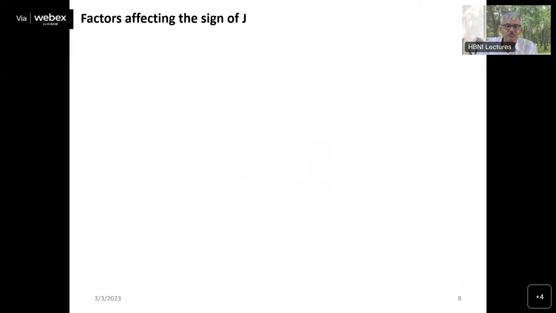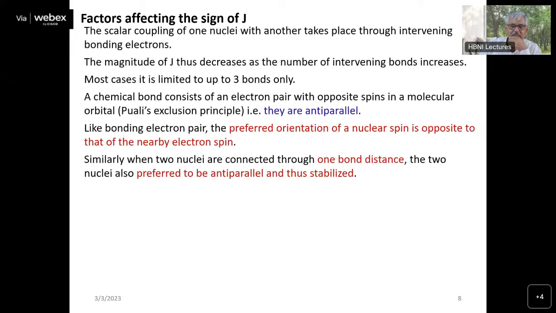Okay. Now let us see what are the factors which affect the sign of J. Okay, so first thing is the scalar coupling. We already told you that J is called scalar coupling also. The scalar coupling of one nucleus with another takes place through the intervening bonding electrons. Okay, this is very important. There will be another coupling, we will see that nuclei interact with other nuclei through space. That we will see later on. So this is called scalar coupling because it interacts through the intervening electrons.